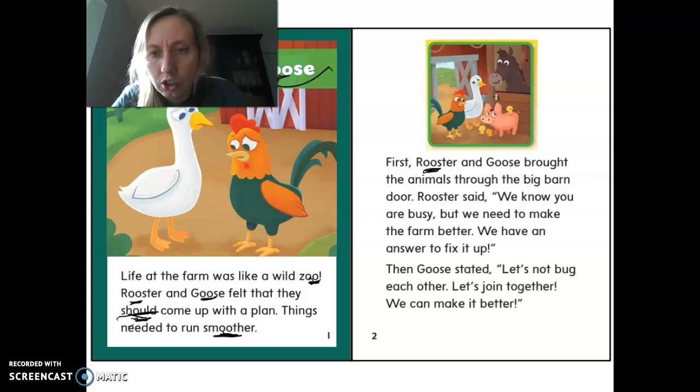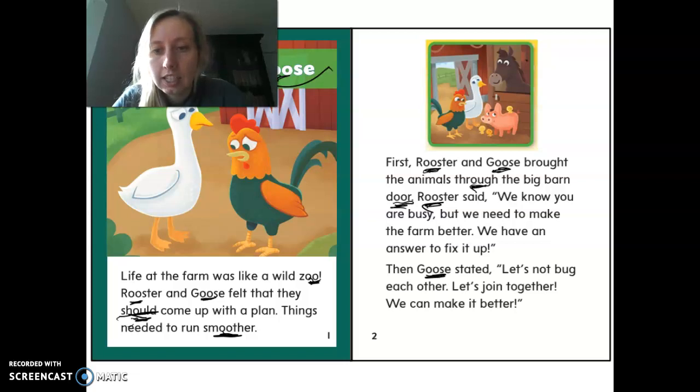First, Rooster and Goose brought the animals through the big barn door. Rooster said, we know you are busy, but we need to make the farm better. We have an answer to fix it up.